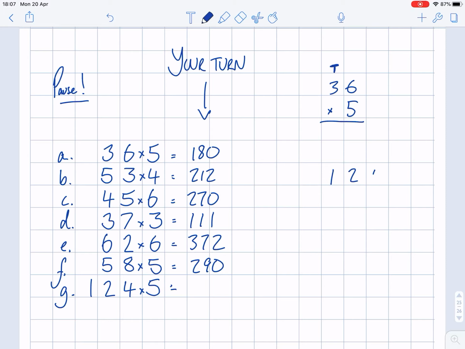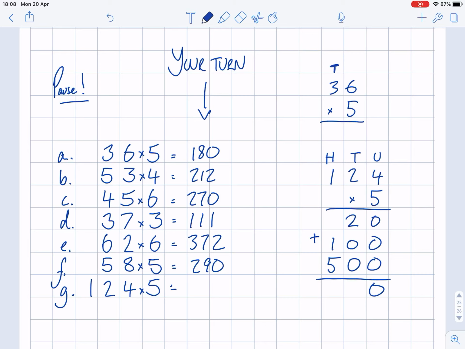Then if I write this last one out, 124 multiplied by 5, I've got my units, I've got my tens, and I've got my hundreds. So the first thing I need to do is 5 multiplied by 4, which is 20. Now I need to do 5 multiplied by 20, which is 100. And 5 multiplied by 100, which is 500. Now I need to add those up. So my answer is 620.